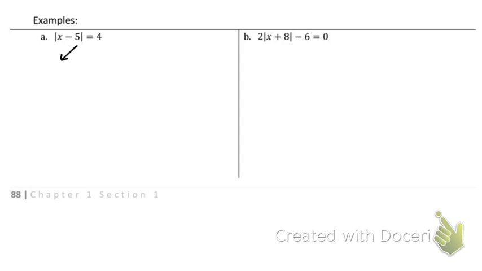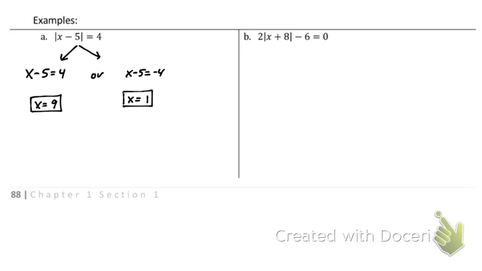Either what's in here is a positive 4, or what's in here is a negative 4. Absolute value of 4 is 4. Absolute value of negative 4 is also 4. So we're going to set this up as two separate equations. We're going to say either what's inside the absolute value bars equals 4, or what's inside those absolute value bars equals a negative 4. Well, if x minus 5 happens to equal a positive 4, that means that x would have had to equal 9 to start off with. In order for x minus 5 to equal a negative 4, x would have had to equal 1.